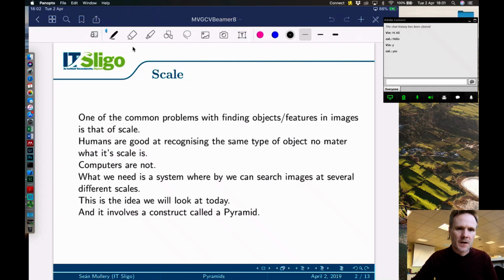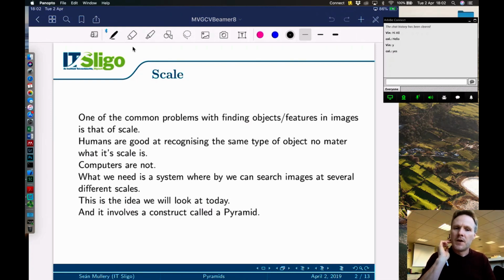So when we talk about pyramids, we're talking about scale, and the whole idea here is that we want to look at images, and we want to look at them at different scales, so that we can try and find objects or features within them that show up at different scales. Okay, so one of the common problems with finding objects or features in images is that of scale.